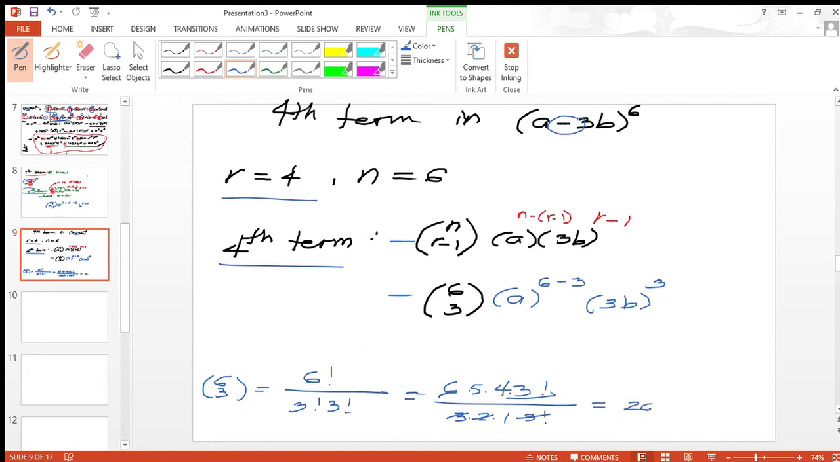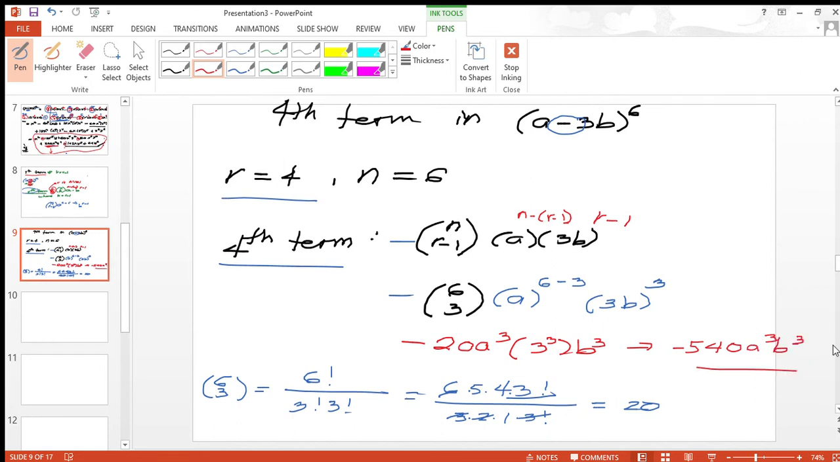Therefore, this will be 20. Thus, our numerical coefficient will be negative 20, a raised to 3, multiplied by 3 cubed, multiplied by b cubed. Furthermore, 3 cubed is 27. 27 times 20: 27 times 2 is 54, then add a 0, that will be 540. So our final answer will be negative 540 a cubed b cubed.